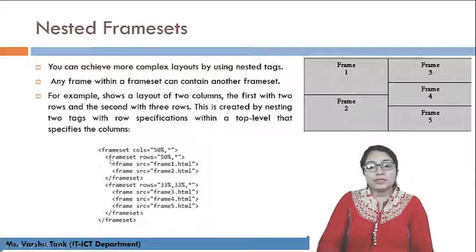Then how to define this? Here you can use frameset cols is equal to 50%. That means 50% of the entire window will be allocated to column 1 and 50% of the entire window will be allocated to column 2. After that we define the column in two equal parts. For that we have used frameset rows is equal to 50%. So here the entire column is divided into two parts and here we have two frames. So frame src is equal to frame1.html and frame src is equal to frame2.html.